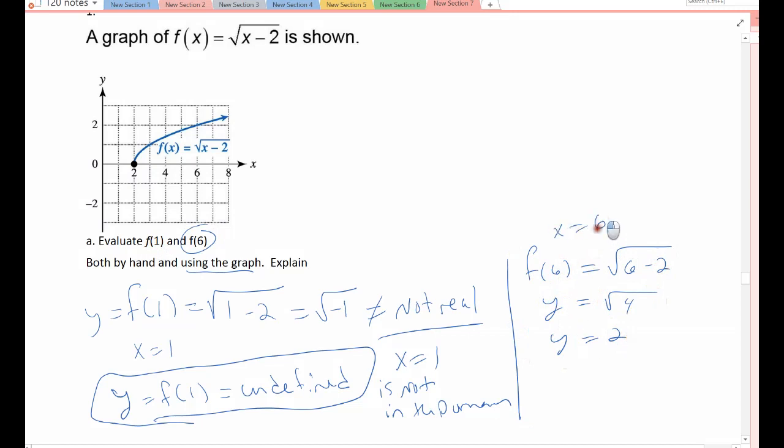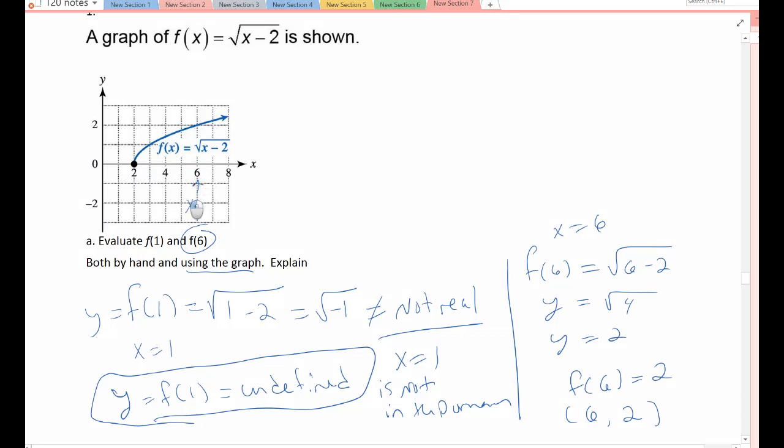And so my x value is 6. The y value that's paired with it is 2. So f of 6 equals 2, and that corresponds to the point x is 6, y is 2, right? The x value is the 6. The function value, which represents the y, is 2. And if you go look at the graph, that is the case.